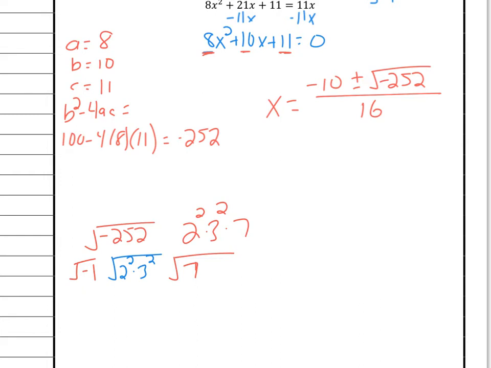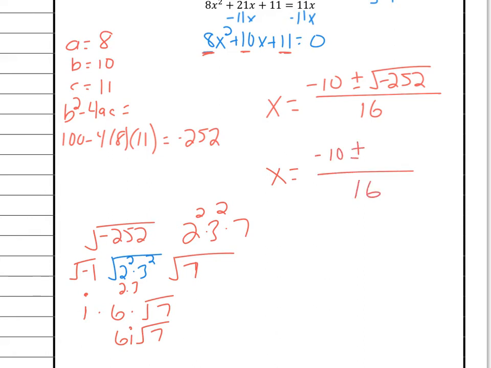Okay, square root of negative 1 works out to be i. The square root of 2 squared, 3 squared is going to be 2 times 3. And 2 times 3 works out to be 6. So I have i times 6 square root 7, which becomes 6i radical 7. Nobody really writes i6. So from there, plug it back in now. Take that answer and plug it in place of the square root of negative 252.